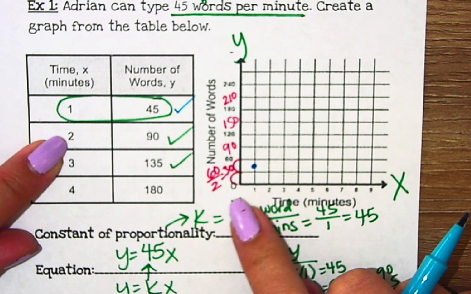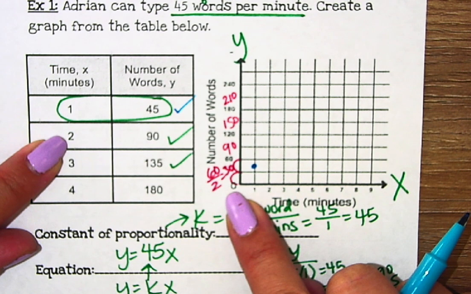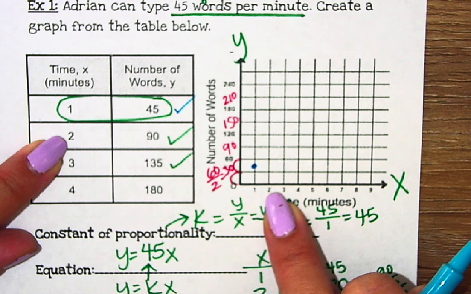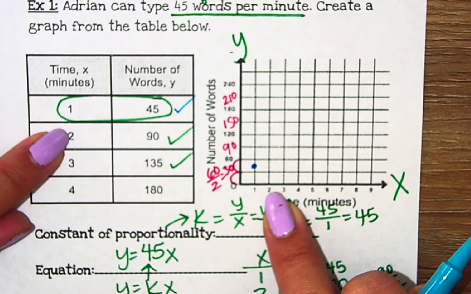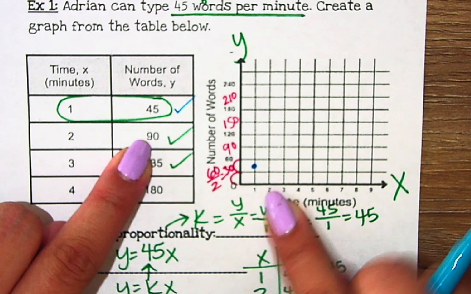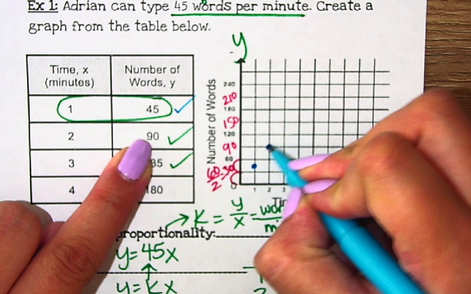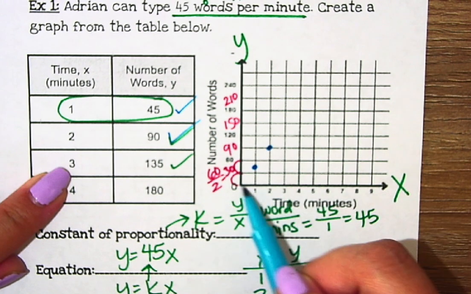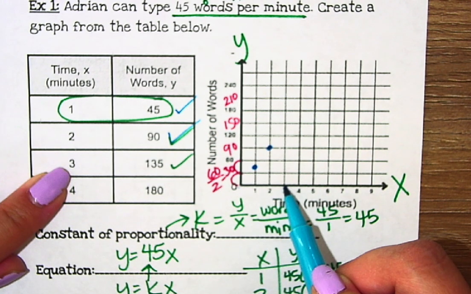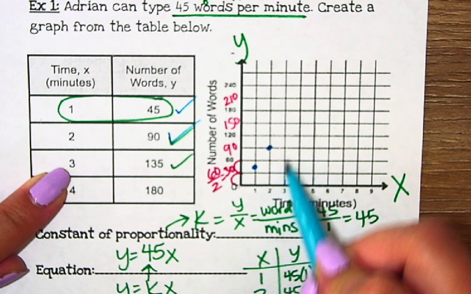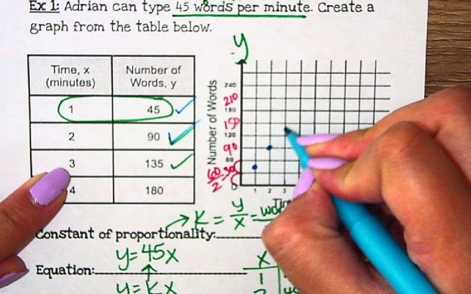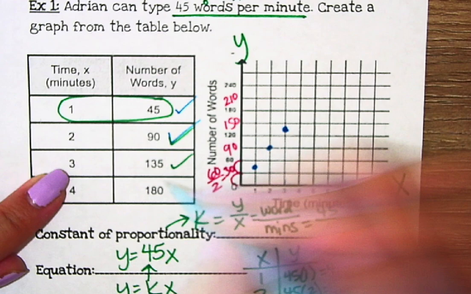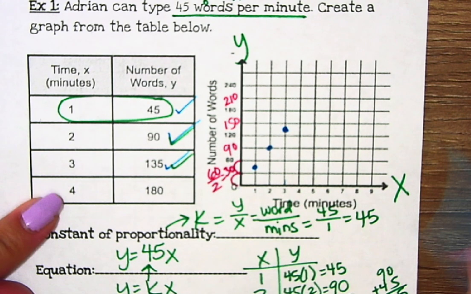The second point, I'm going to start at the origin. We're going over to 2 on my x-axis, because it's the x, and then we're going to go up to 90. Okay, I just did the second point. Let's do the third one. Starting at 0, we go over to 3, and we go up to 135. So it's going to kind of be in the middle here. I'm going to check it off, and then 4.